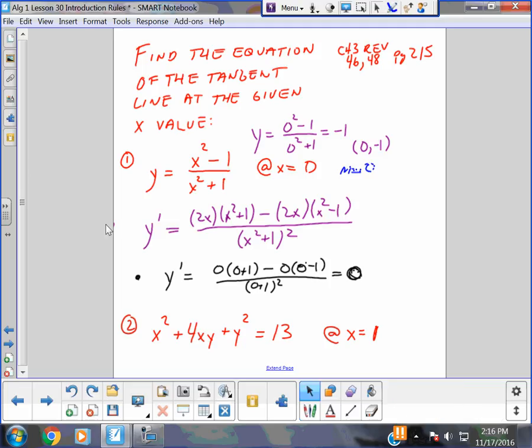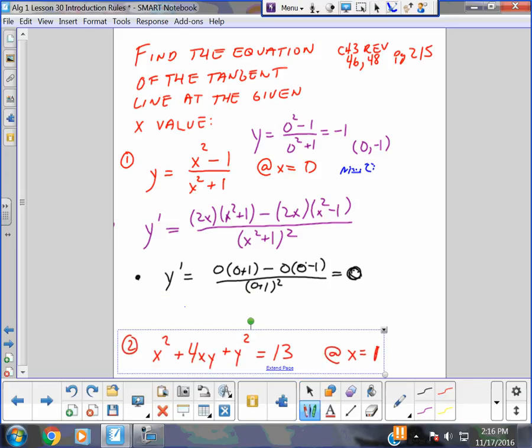Everybody, hope you realize this is just a horizontal line, right? What's the equation of that line? y equals -1. All right, y equals -1 is the equation of that line. That's the answer to problem number 1.